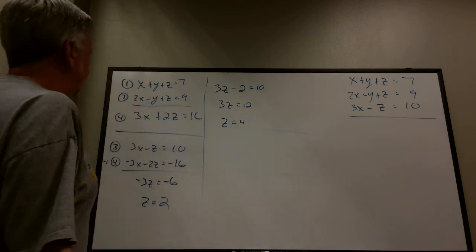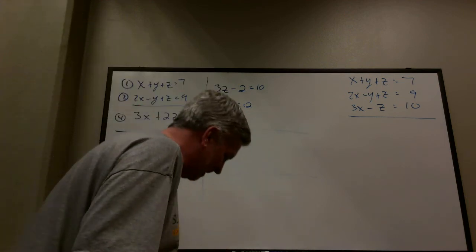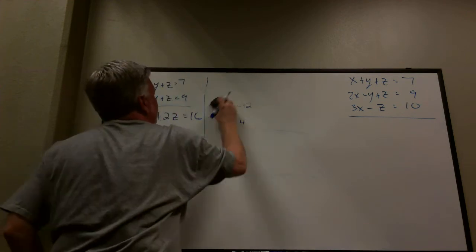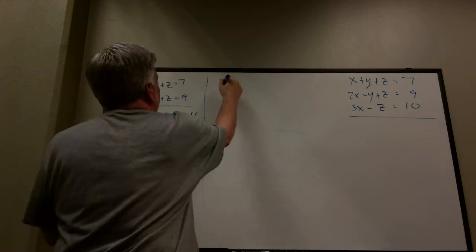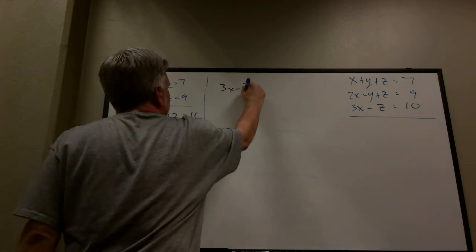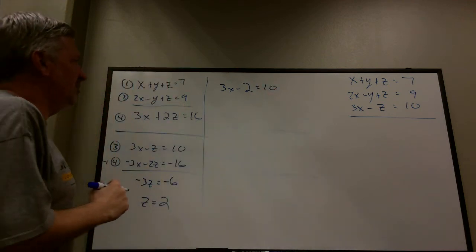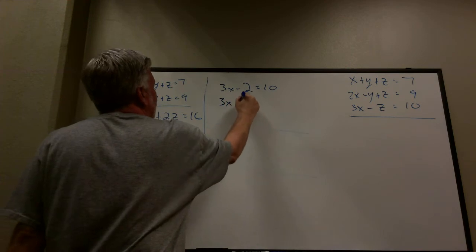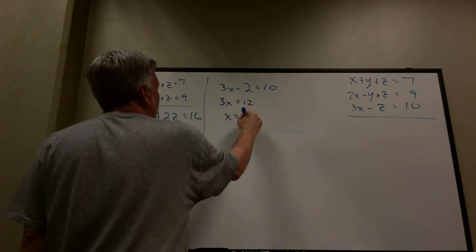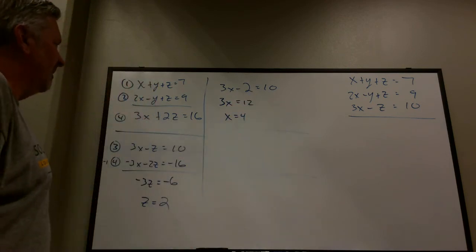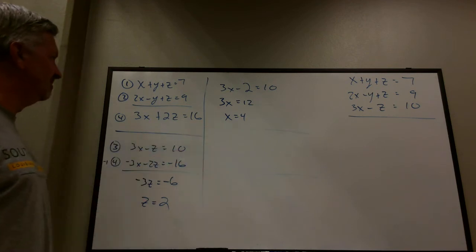Whoops, I wrote it down wrong. Let me do that again. Sorry, I mean 3x. 3x minus 2 is 10. I said z, and so I wrote z. 3x minus 2 is 10, so 3x is 12 and x is 4. I said z is 4, and I had already found z. So now I have z and x.